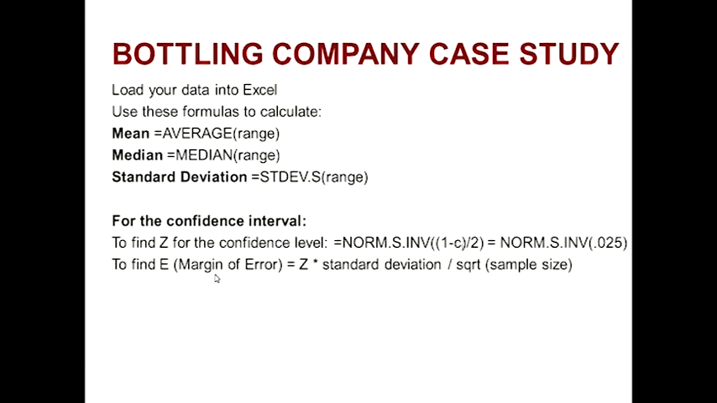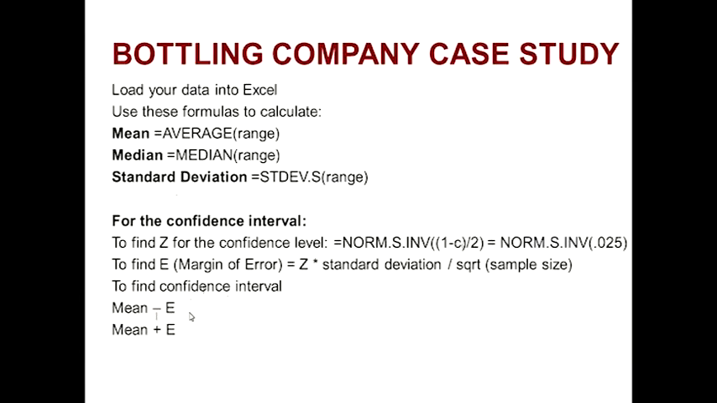Then you need to find your margin of error. Since we have 30 data values, this is a large sample size, and so we'll use Z. That's the Z you just found, times the standard deviation that you found up here, over the square root of the sample size. Okay, square root of the sample size.